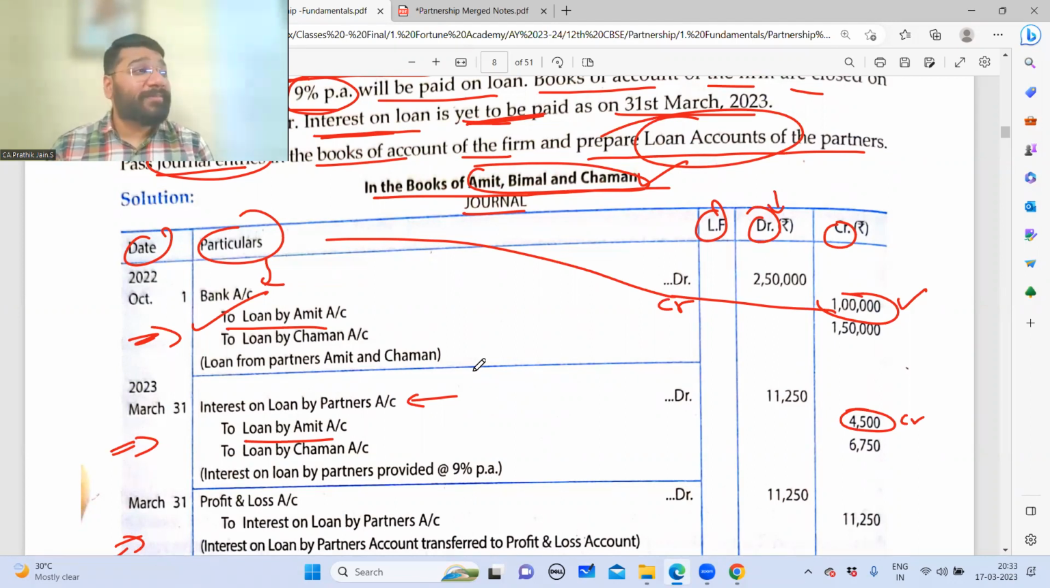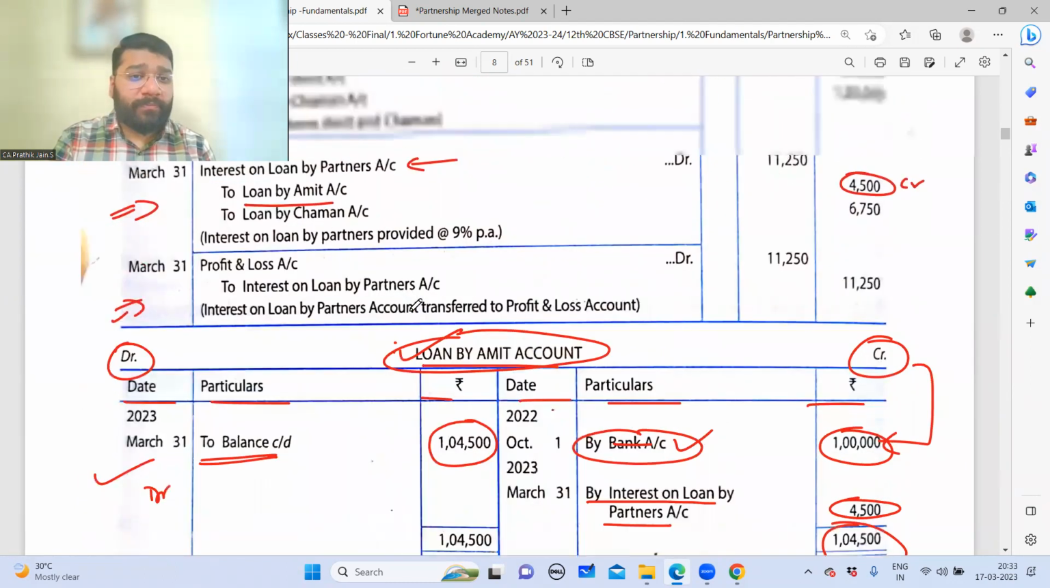Can you write A/C instead of account? A bar C, this short form is allowed.